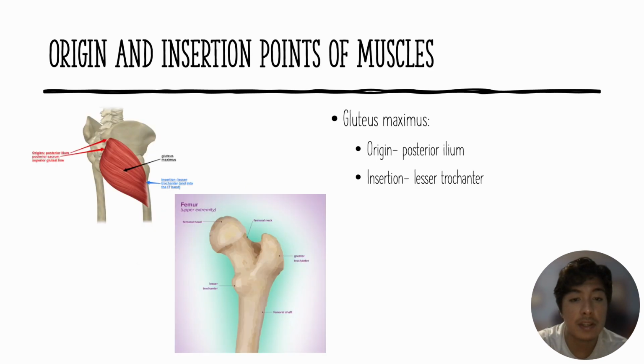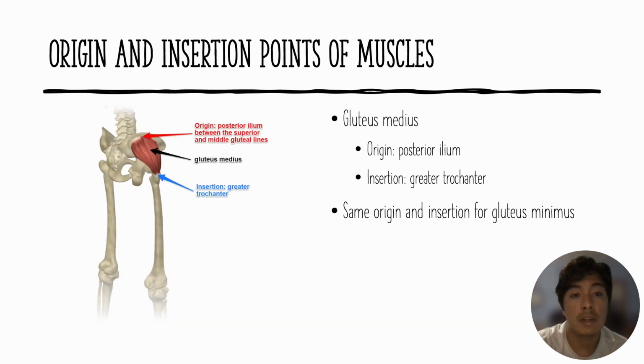Since the glutes consist of three muscles, we will have to discuss the origin and insertion points of those three muscles. The first muscle being the gluteus maximus, where the origin is at the posterior ilium and the insertion is at the lesser trochanter. For the gluteus medius, the origin is at the posterior ilium and the insertion is at the greater trochanter, unlike the gluteus maximus, which was the lesser trochanter, and it has the same origin and insertion for the gluteus minimus as well as the gluteus medius.